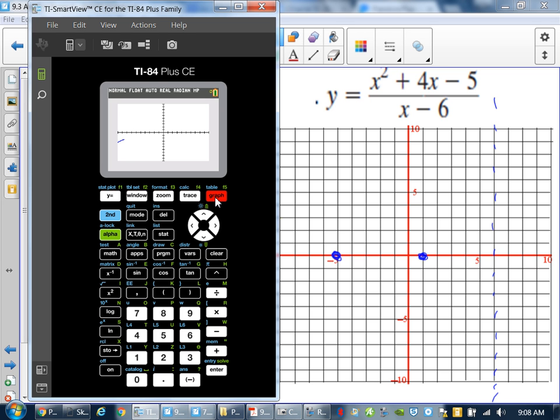And if we look at it, hopefully this all shows up. I don't think it's all going to show. It didn't show anything on the other side of the asymptote, did it? But if you go to our table, you'll see that there are numbers there. Why does it say error at 6? Because it's an asymptote.